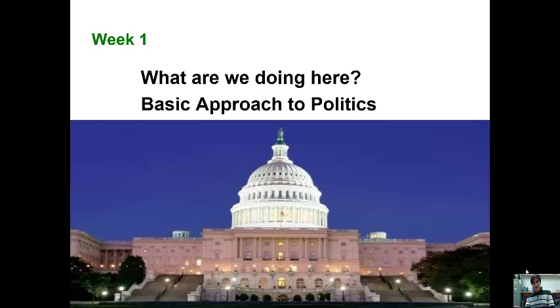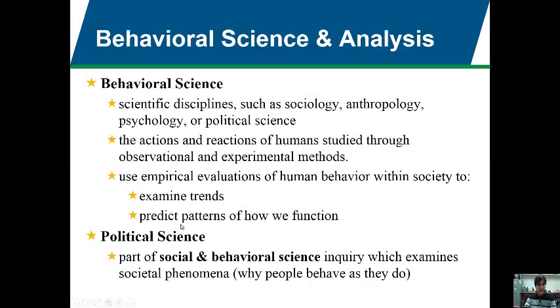So let's go ahead and talk about just basic politics and what we're doing here. When you're studying politics, let's see if Word will go to the next slide for me. Okay, there we go. Whenever you're studying politics, you're studying under the realm of political science. And political science is under a larger umbrella of social sciences called the behavioral sciences. The behavioral sciences include a lot of scientific disciplines that aim to study how social behavior works.